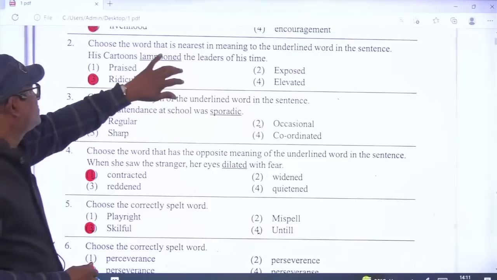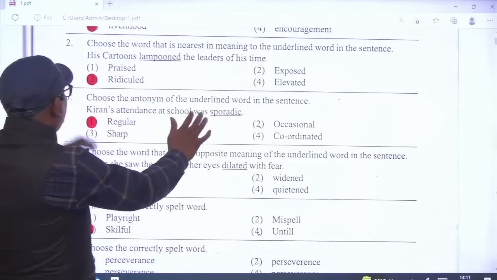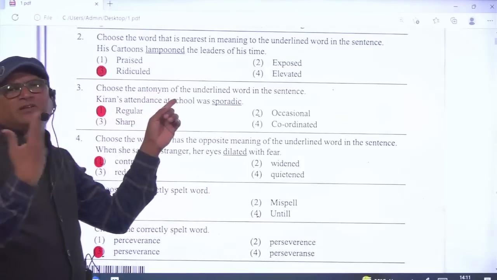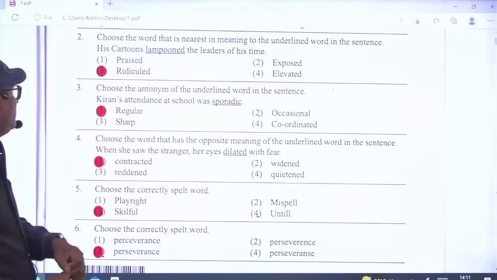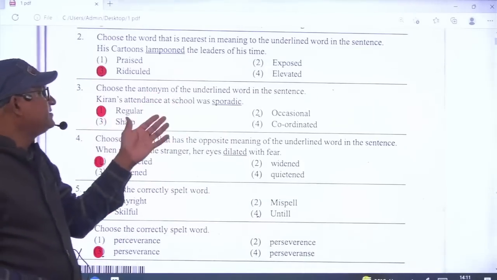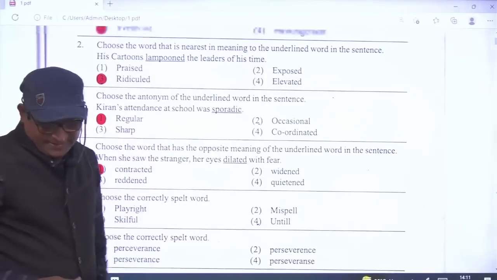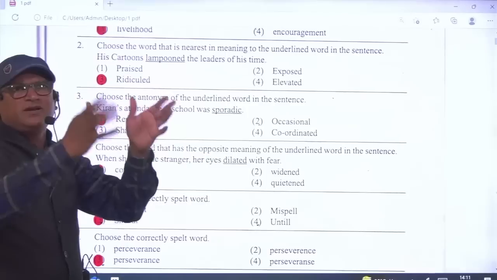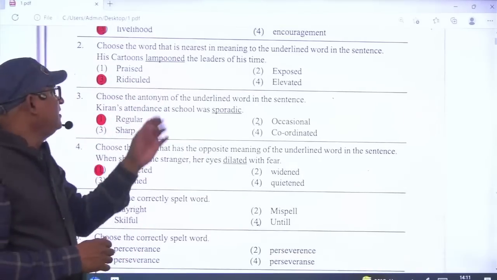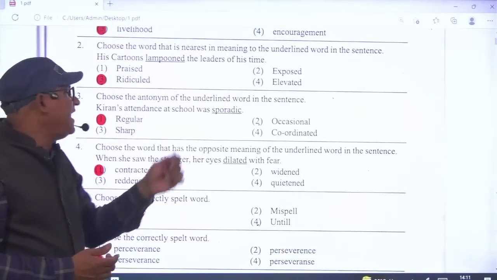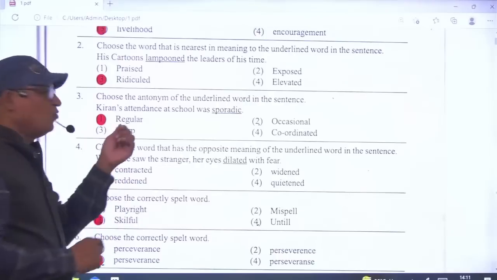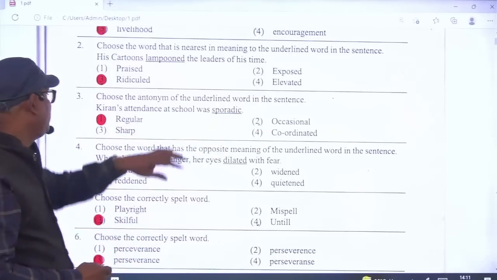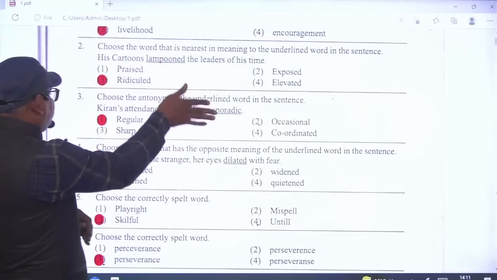Let's go for the third question. Choose the antonym. Antonym is nothing but the opposite sense, right? Let us see. Kiran's attendance at school was sporadic, which means what? Sporadic is nothing but occasionally, when somebody does something but it's not regular. But we require the opposite word, that we call antonym. That's why regular is the right option among the given 4 options, right? Let's go for the fourth question.